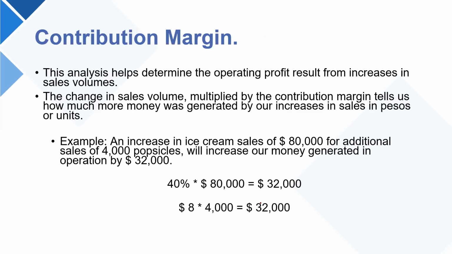Let's see, for example, the ice cream man tells us that he's going to sell an additional 80,000 pesos of ice cream. And he asks you, how much contribution money are you going to be having? I mean, how much money are you going to have left to cover fixed and profit cost? Well, all you need to do is multiply that by the 40% you just got, and you can tell the ice cream man that after paying the variable cost of that ice cream, he's going to have 32,000 pesos to pay for the fixed cost and to get his profit out of that money.